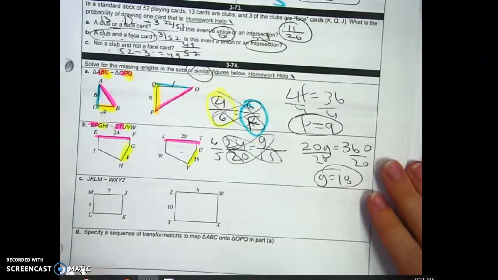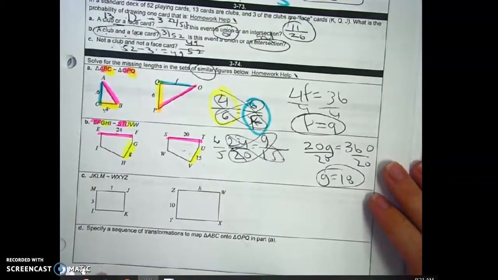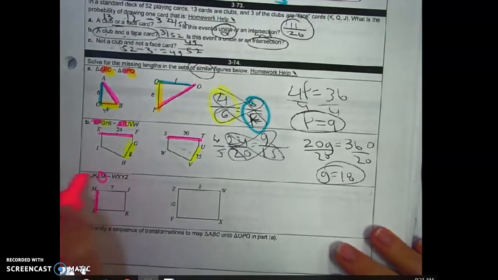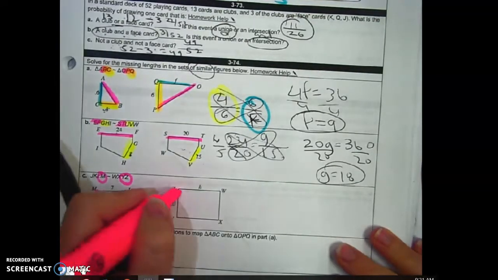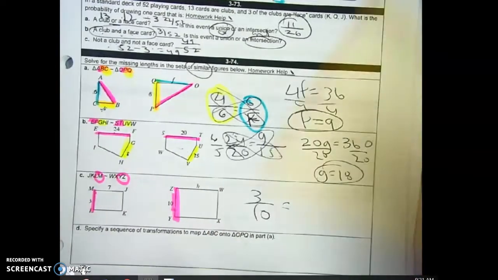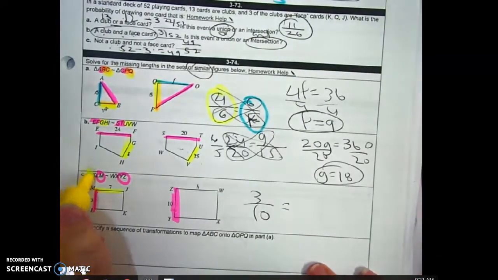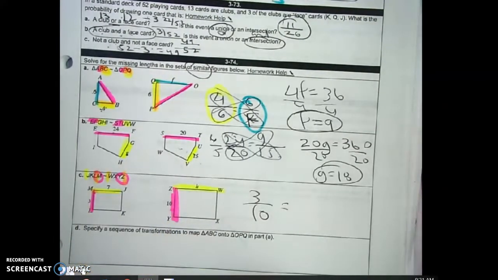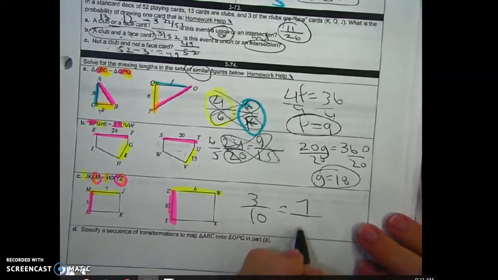If you don't know what I'm talking about, just do what we did before. All right, let's look. So ML or LM is the same as YZ. So that means 3 over 10. And then MJ, which is the first one and the last one, and that means WZ there. Okay? So the 3 was with the 7. This is with the H.